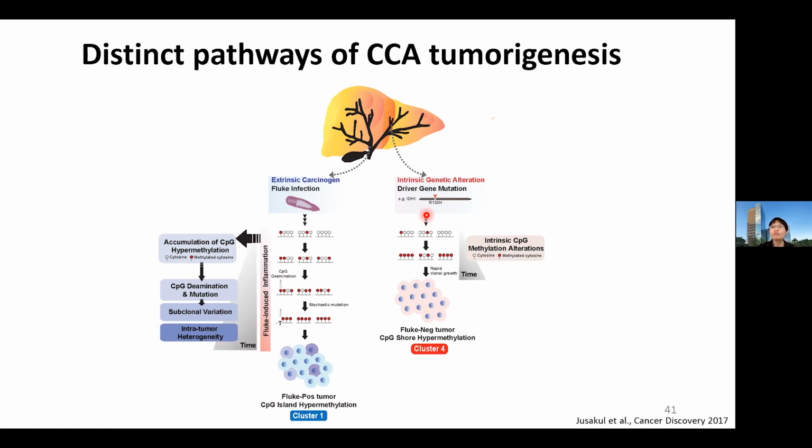Whereas for cluster 4 cholangiocarcinoma, which are Fluke negative, somatic mutations in chromatin modifier genes such as IDH1 and BAP1 occur as the initial primary event that precedes epigenetic deregulation, and it drives rapid clonal outgrowth, directly inducing DNA hypermethylation.